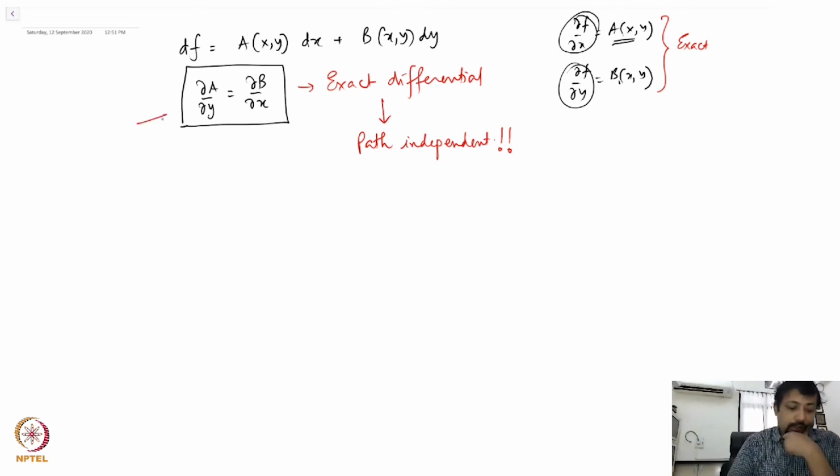So this criterion of an exact differential, we shall use later to determine what are called Maxwell's relations, but not right now. Right now it suffices to say that if this relation is valid for a differential, then the differential is an exact differential, and the function you are considering is a state function, in the sense that it does not depend on the path that you have taken.